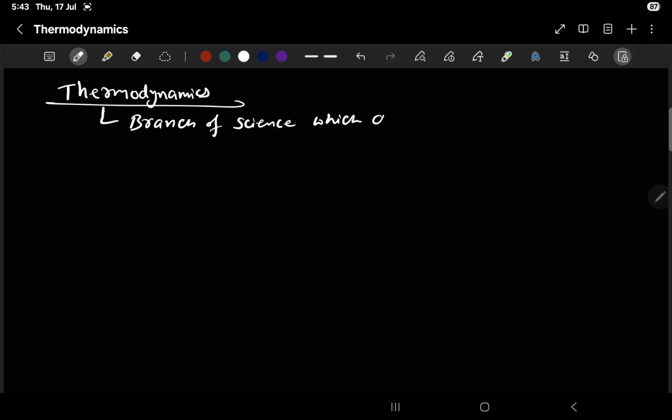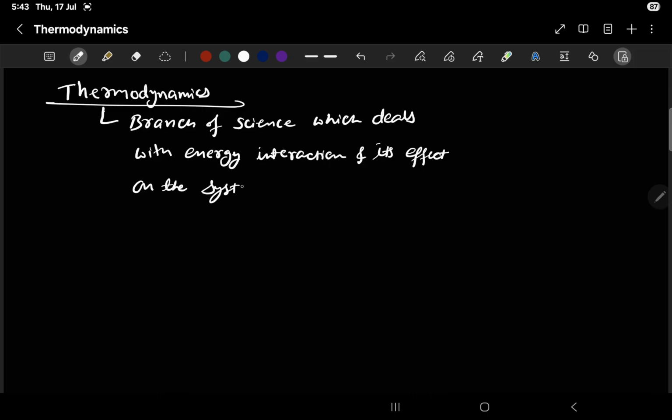which deals with energy interaction and its effect on the system and surrounding.